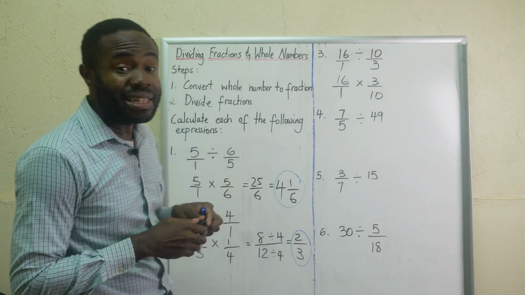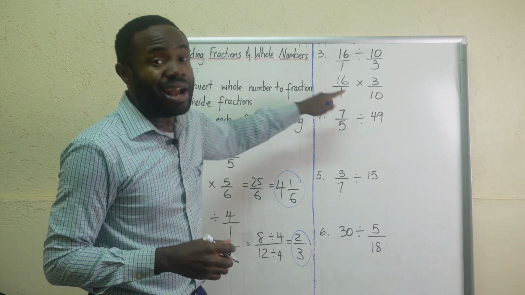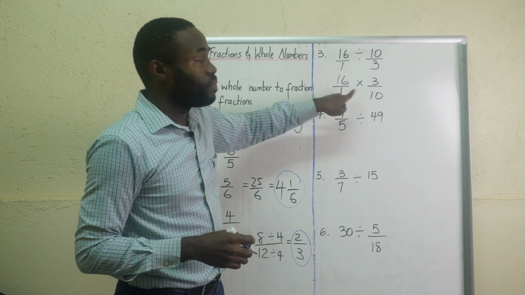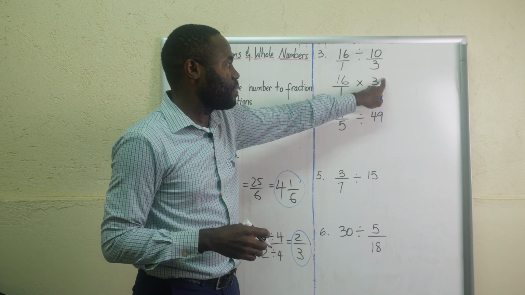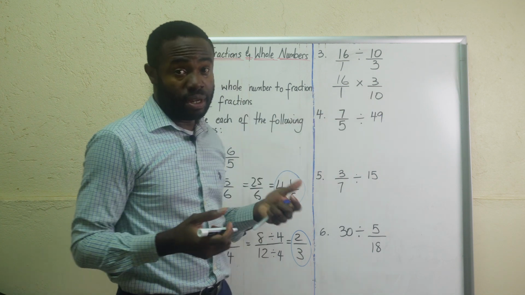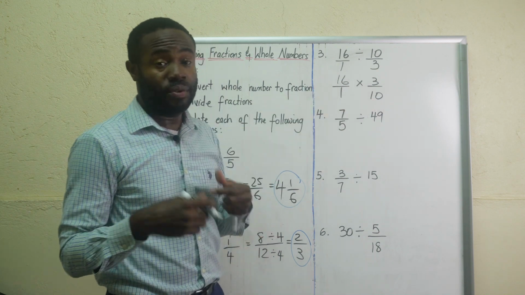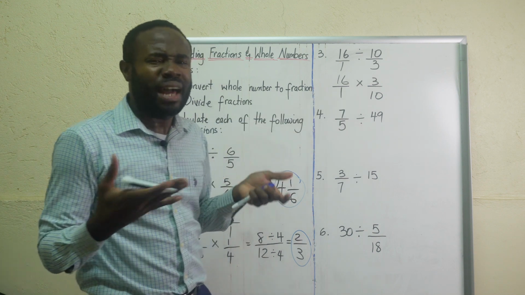Remember that when we're canceling, we compare our numerators and denominators. So in this case, 16 and 1, can we reduce there? No. Then we check the numerator and denominator here, 3 and 10. Can we? No. Then we check our diagonals. 16 and 10, can we reduce there? Yes. Now we look for the highest, preferably the highest common factor.